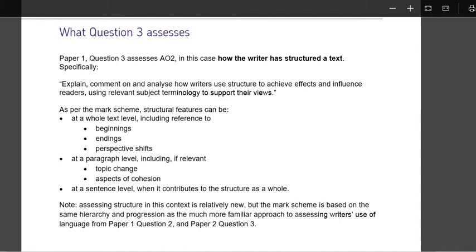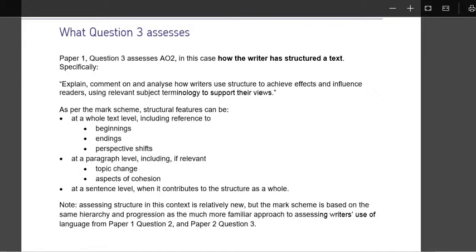This is a video tutorial for AQA English Language Paper 1 Question 3. If you look at the information on the screen, this explains what Question 3 is assessing. So as written in bold there, although we are looking at AO2, this question does not assess language. It is looking at how the text has been structured.